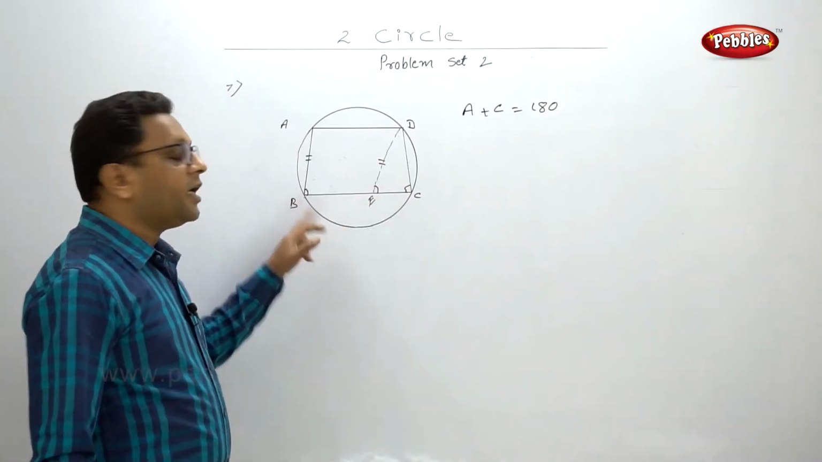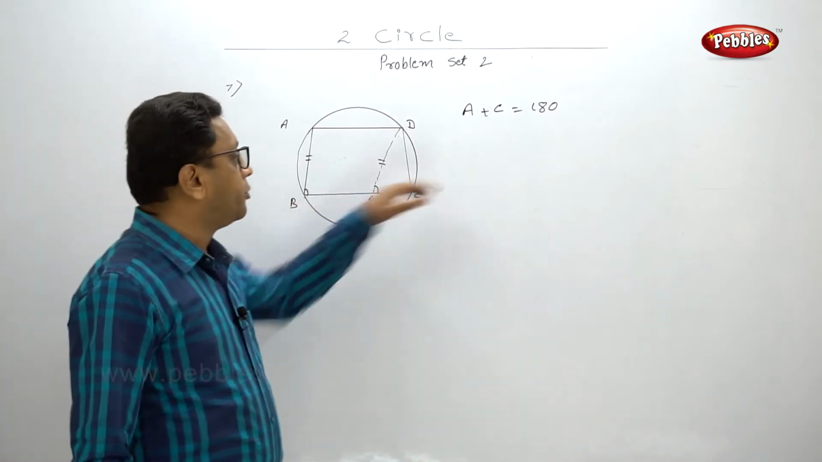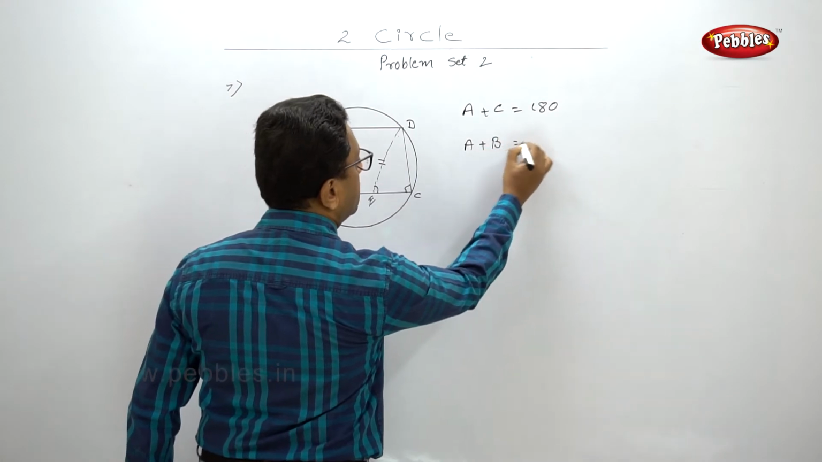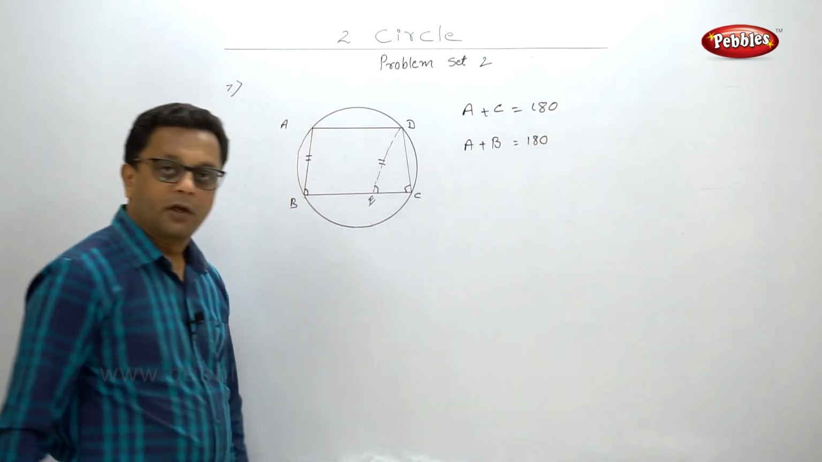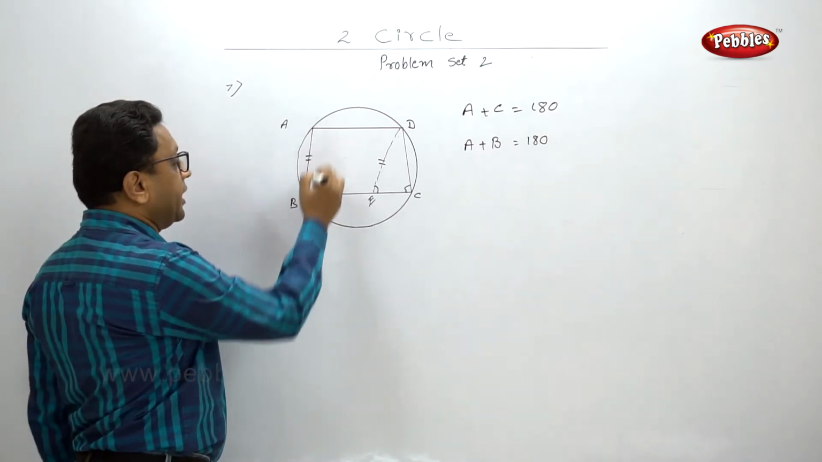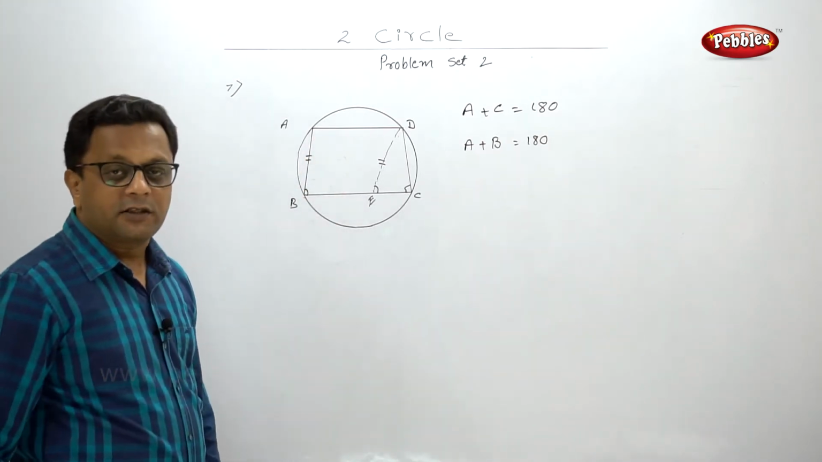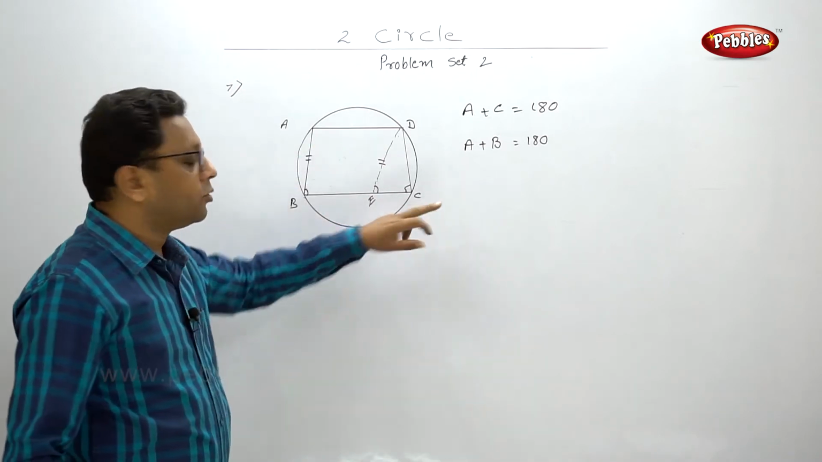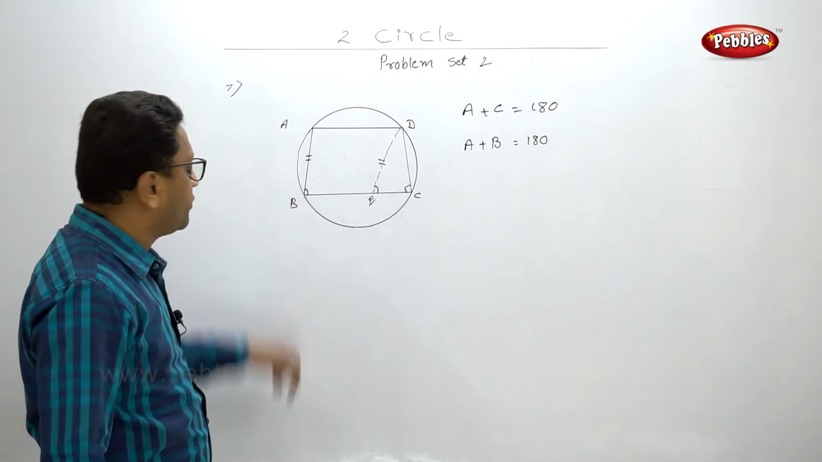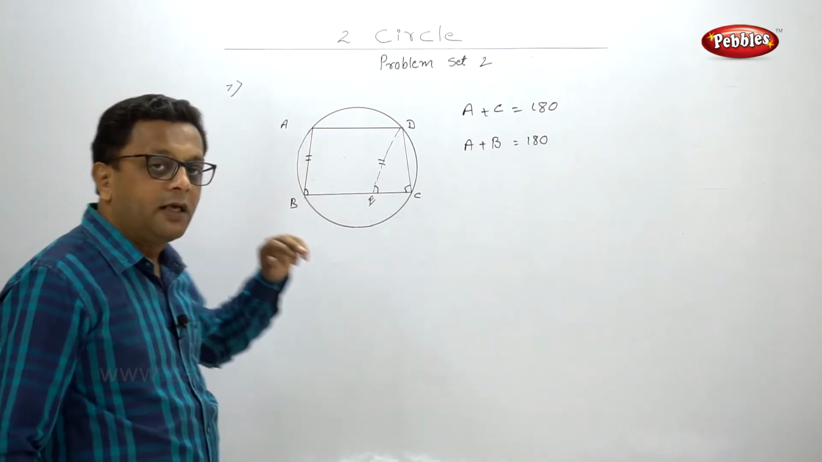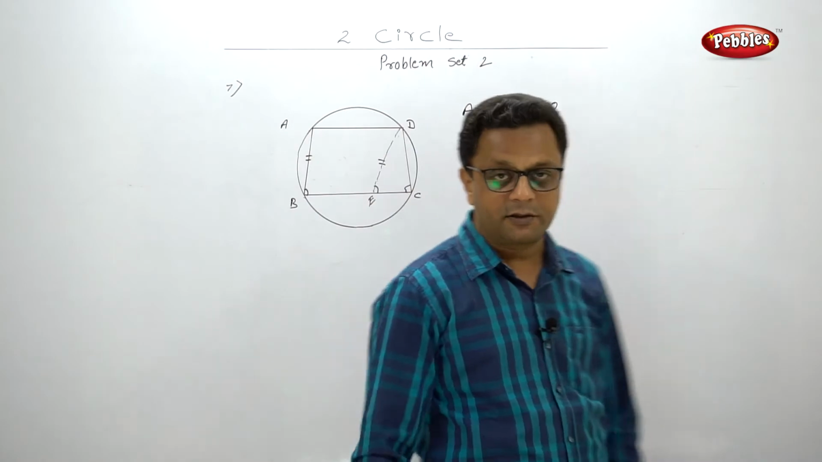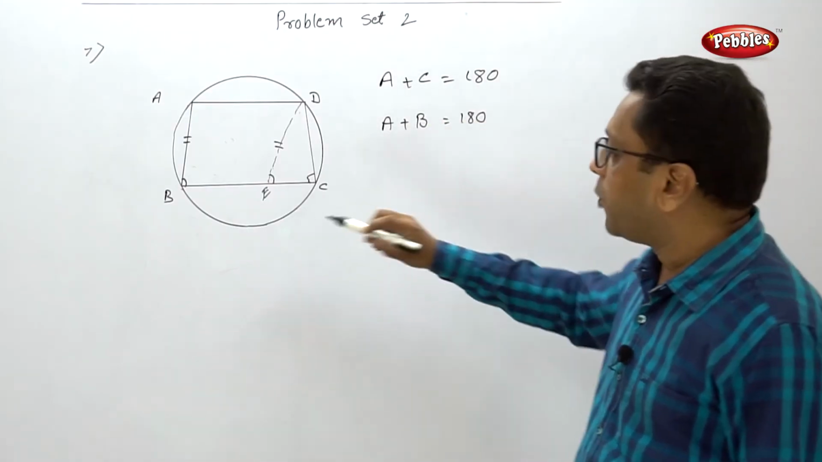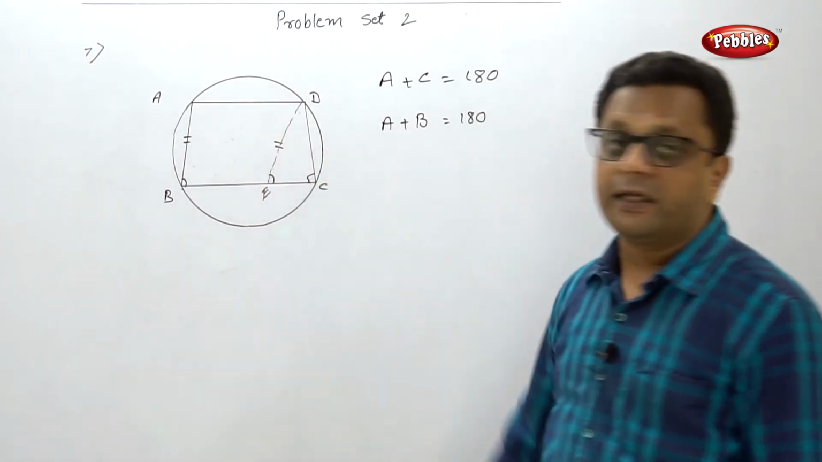But C and B are congruent angles, so can I substitute B instead of C? Definitely. So A plus B is equal to 180. This is the supplementary angle test for parallel lines, and hence AD is parallel to BC, because AB is a transversal here and angle A plus angle B is equal to 180, supplementary angles. So one point is proved: BC is parallel to AD is proved.